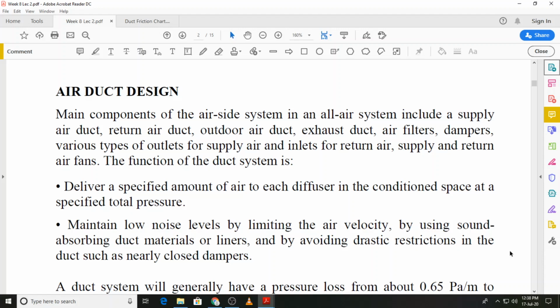The function of the duct is twofold. One is to supply the correct amount of air to each of the zones, and the other is also to supply it at a given pressure. In addition, the noise levels are also to be taken into account, because when the air moves through ducts there is noise that is generated, and we have to ensure that the noise levels that are then transmitted to the conditioned space are within acceptable limits.